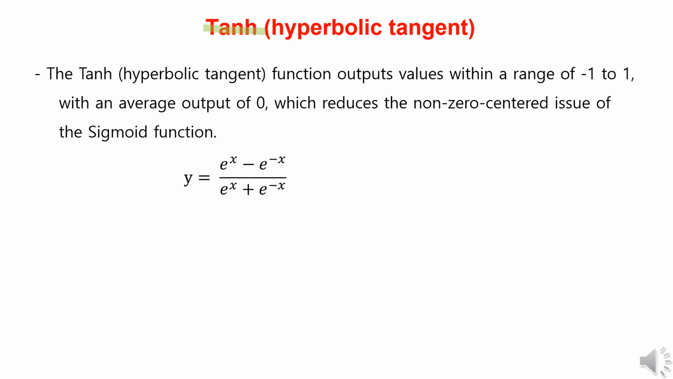As explained in the previous video on the sigmoid function, because the output of the sigmoid function is between 0 and 1, it is always positive. This can lead to issues like gradient vanishing and causes an imbalance in learning since it's not symmetric around 0. The term Tanh stands for hyperbolic tangent, and it can be expressed with the following equation.